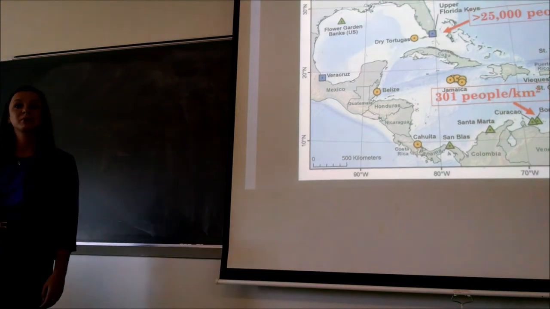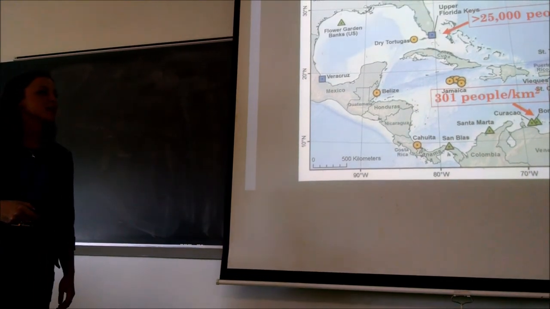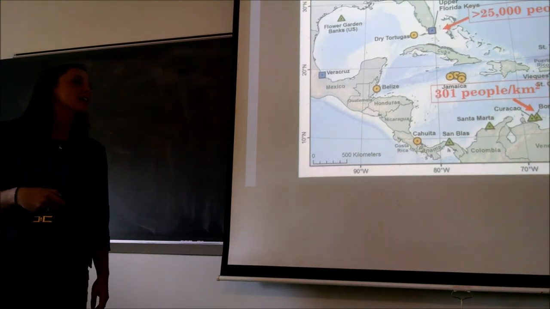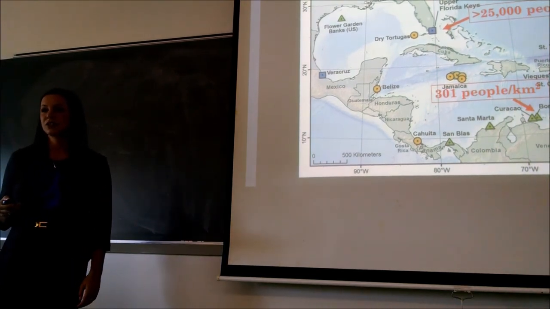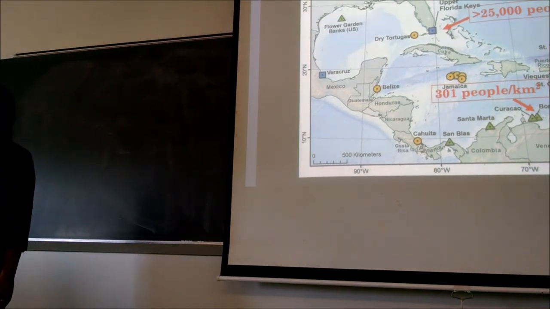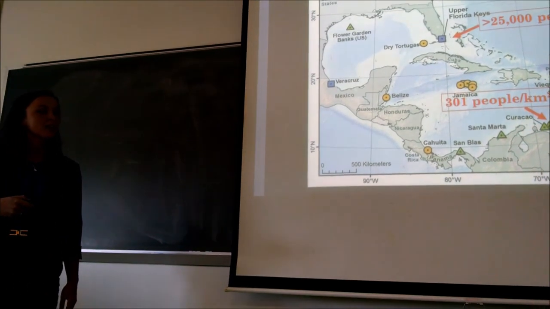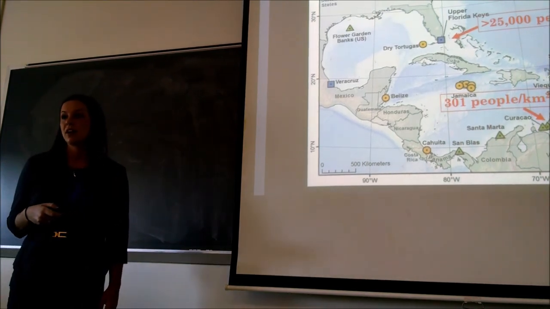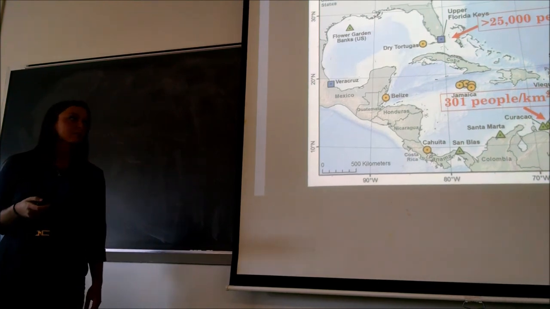So we're back to the map, and we're wondering what's going on with the map. Why do we bring up the map? Well, if we look at places where the reefs are doing fairly well, like in Bonaire, there's 301 people per kilometer squared. There's greater than 37% live coral cover. If we look at places like the Upper Florida Keys, where I spent most of my summer, there's greater than 25,000 people per kilometer squared and less than 6% live coral cover.